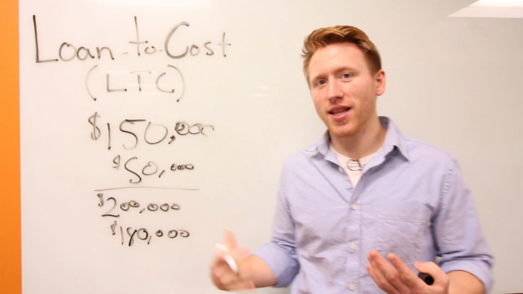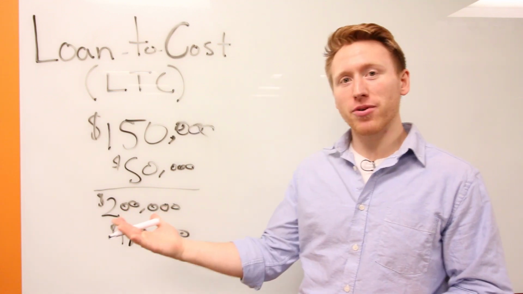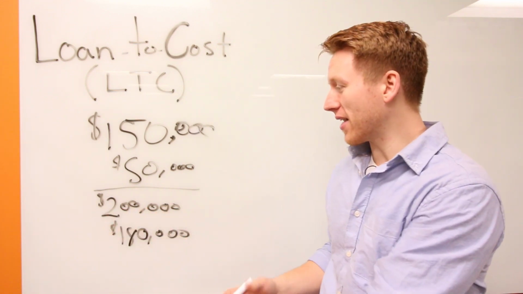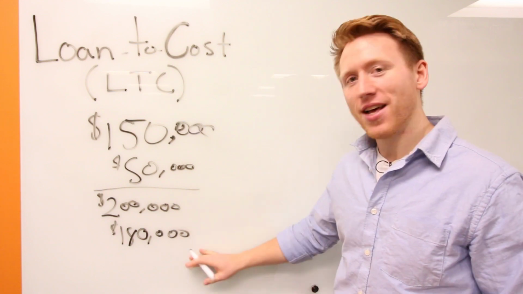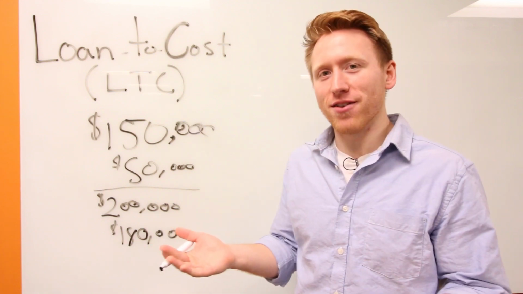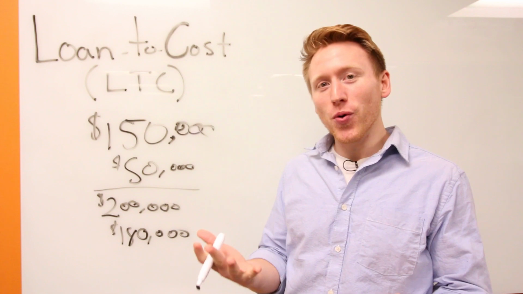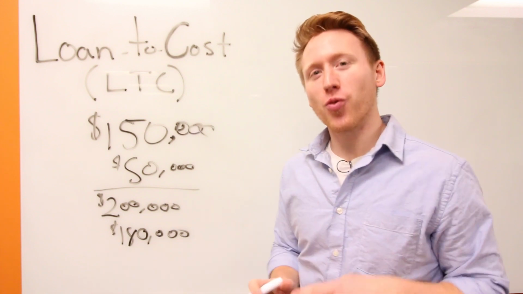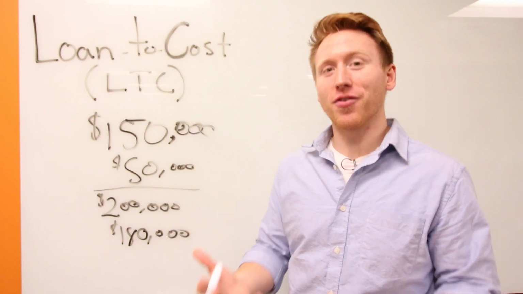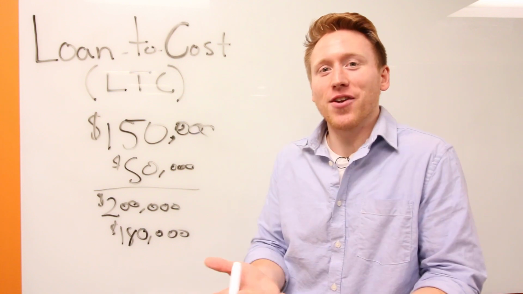So in this case, when the lender says, hey, we're going to lend up to 90% of your total cost of your project, total cost is $200,000, they're going to lend you up to $180,000. So what that means is that you have to come in with that other $20,000 to help the lender feel comfortable with the project and lending you money.